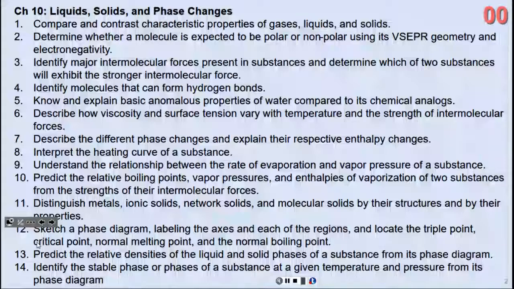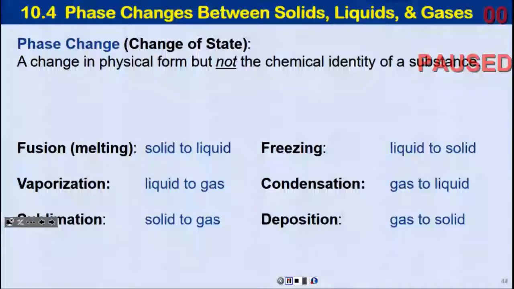Things about liquids, solids, and phase changes. We'll focus on a portion of the learning objectives in the middle here. We're going to think about different phase changes and explain some relative enthalpy changes. Some of this may seem straightforward, but it's worth discussing these things because sometimes we get lost.